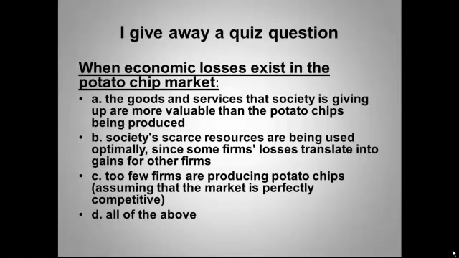Economic losses also mean that society's resources are not being used optimally, given consumer demand for potato chips. Society would be better off if some of those potato chip producers started making, say, corn chips or baked kale chips, if consumers are now putting a higher value on healthy stuff. And that's really just another way of stating the correct answer. The goods and services that society is giving up are more valuable than the potato chips being produced if economic losses exist in the potato chip market.